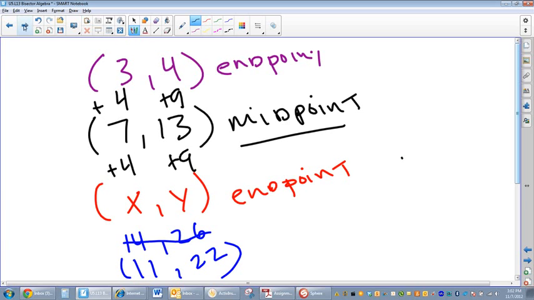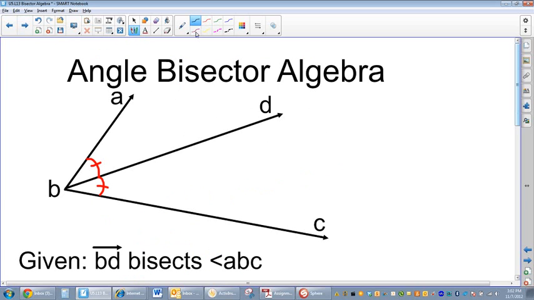One more thing for today. Angle bisector algebra. Don't worry about getting the diagram copied down right now. Well, this is the algebra. We bisected yesterday. We constructed yesterday. So let's do the algebra real quick.